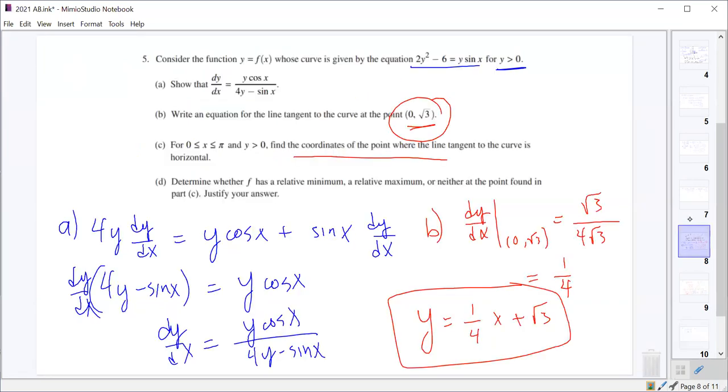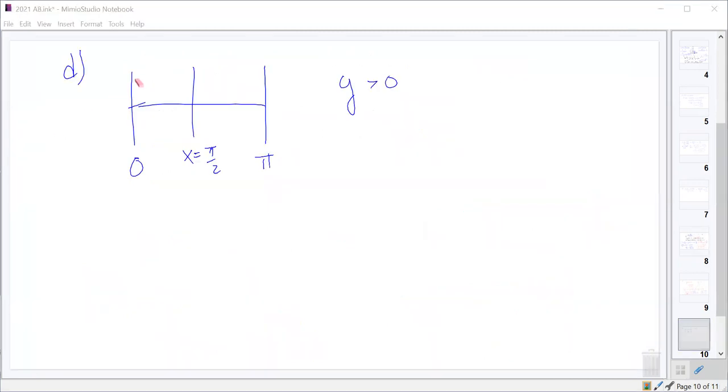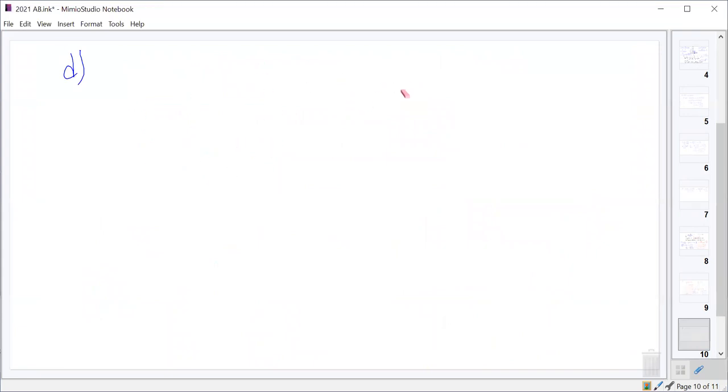Let's see, what was our... yeah, that may not actually work. That won't work out because we're not going to be able to determine if 4y minus sine x is positive or negative. We can determine if y cosine x is positive or negative, but we can't determine if 4y minus sine x is positive or negative just based on the information that y is greater than 0 and with a different x value. So this won't work, which is why we will go ahead and use the second derivative test.